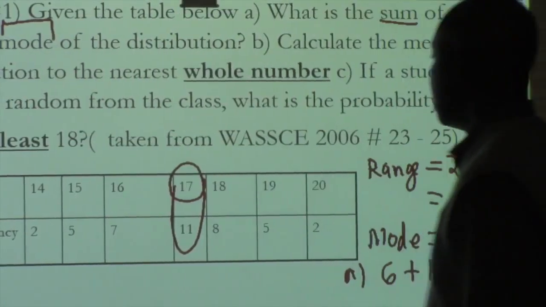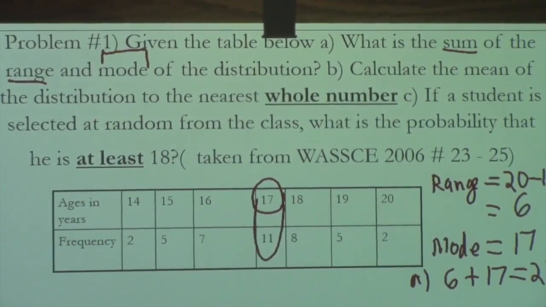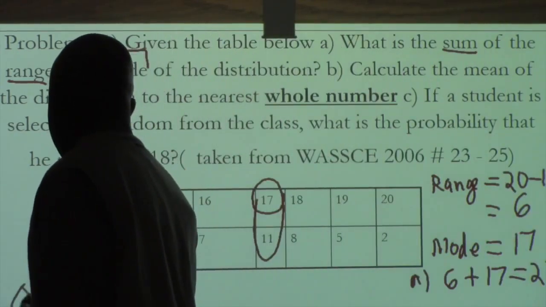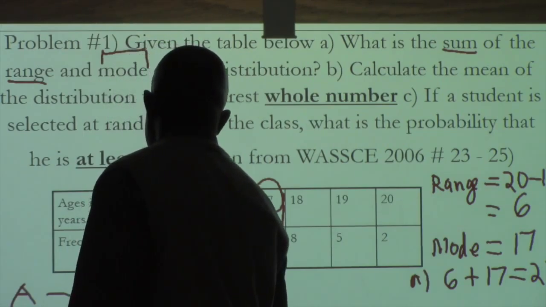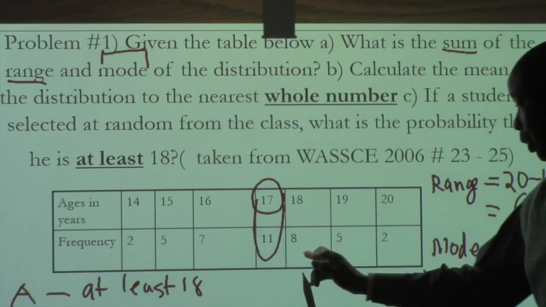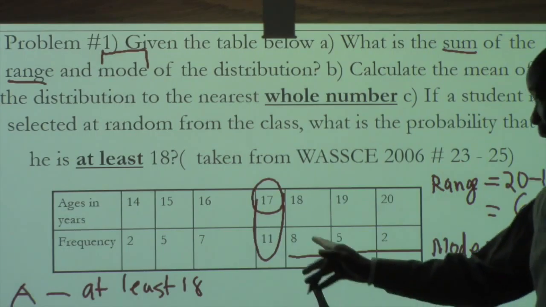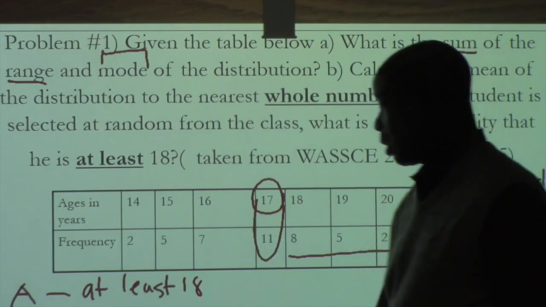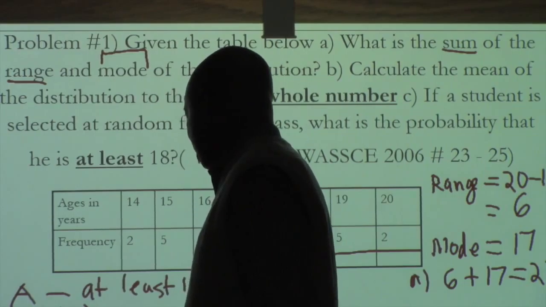It says here, in C, if a student is selected at random from the class, what is the probability that he is at least 18? So let A represent students who are at least 18. At least 18 means that it could be 18, 19, 20. Those are the students here. How many students are at least 18? That's 8 plus 5 is 13 plus 2 is 15. So the number of students meeting this category, the number in A, is actually 15.